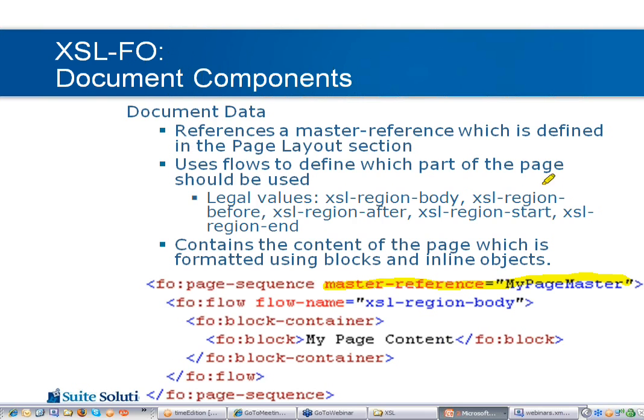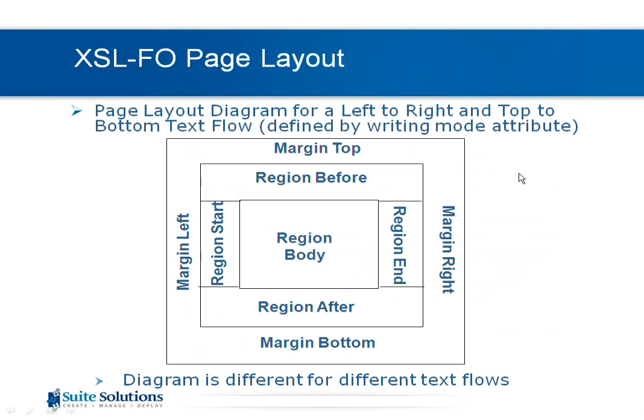We're going to have a little diagram in the next section. Basically, XSL region body is the middle part of the page where you'd expect the text to be. You can also put text in other pages, other sections of the document. And then finally, it contains the content of the page, which is formatted using blocks and inline objects. Okay, so here we have a block container with a block, which contains the content of my page. So I'm going to show you one more diagram, and then I'm going to show you a practical example here.